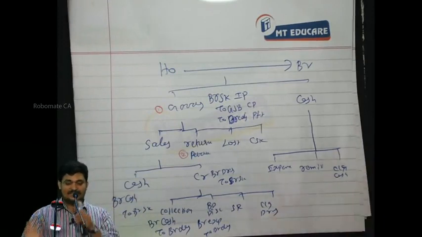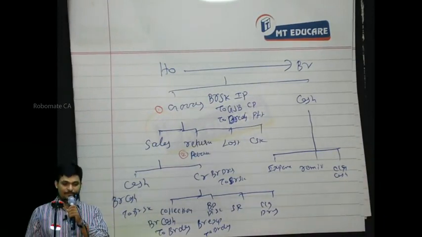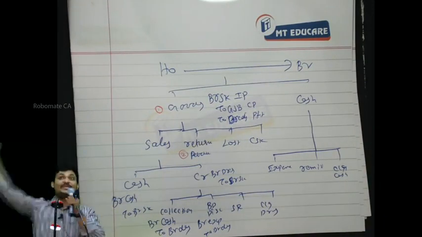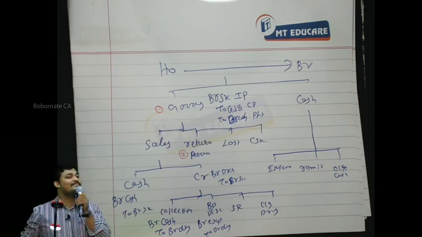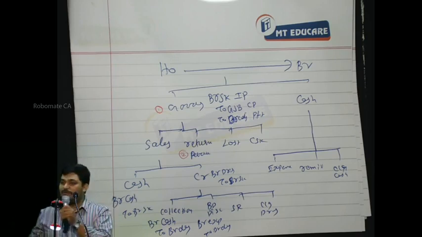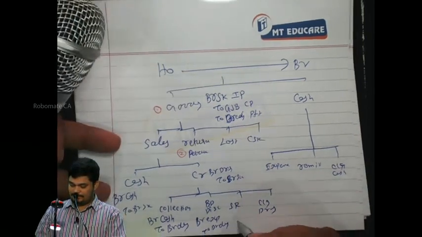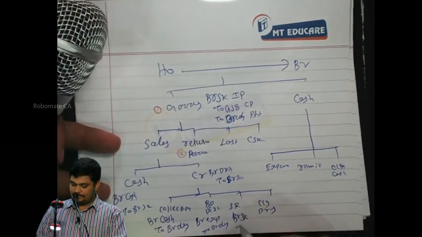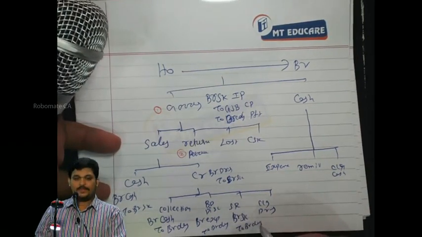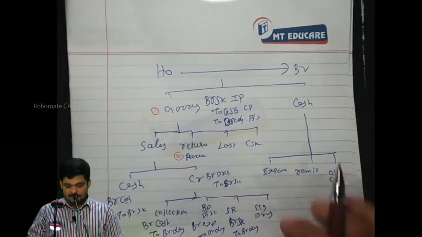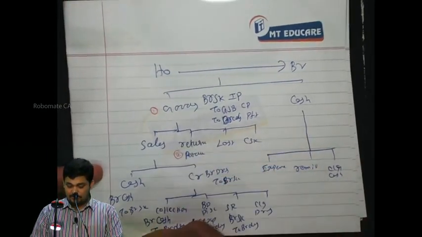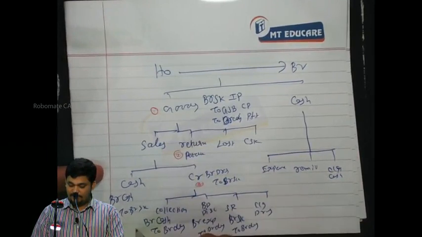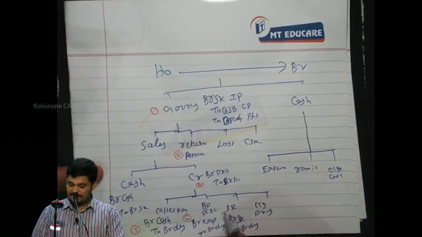Everybody, sales returns. Usual entry: sales returns to debtors. Stock. Branch stock to branch debtors. Everybody, so we have completed 1, 2, 3, 4, 5, 6, 7.